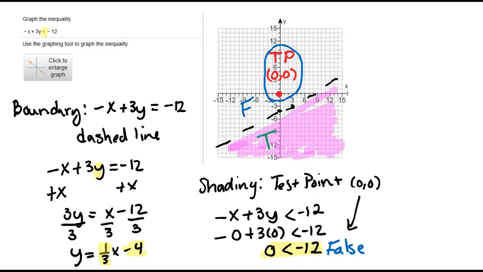So this picture that we've drawn represents the solutions to this inequality. Every ordered pair in this shaded region will cause our inequality to be true. So the picture represents the solutions.